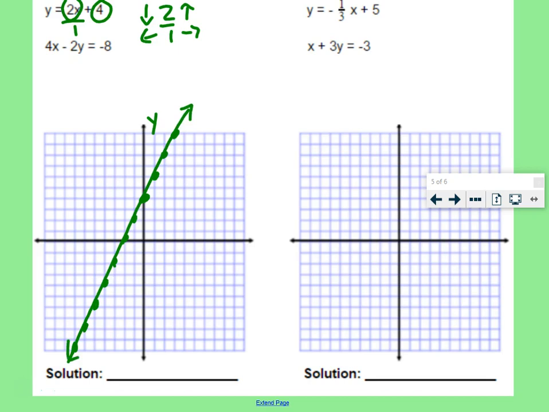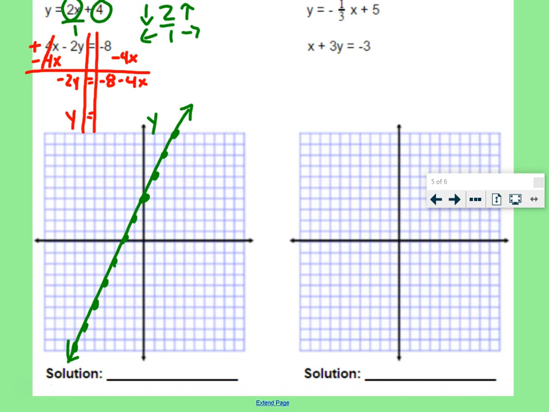The second equation here is not in y equals form. So first step is to change it to become y equals, which means we want to leave the y where it is, move this positive 4x with a minus 4x. We get negative 2y equals negative 8 minus 4x.